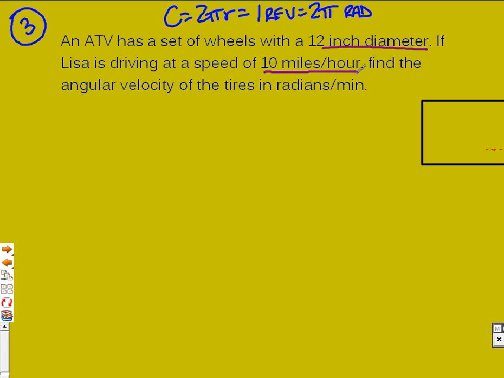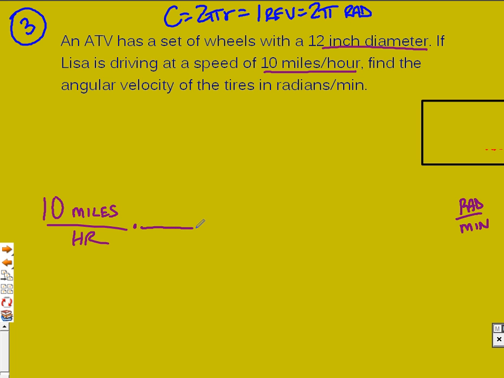So what is it that we know to begin with? That's what we always start with. What we know is the fact that she is going 10 miles per hour. Now the issue here is this is just backwards from what we did in the last problem. We need to eventually get to radians per minute for our unit. So I need to change miles into radians in some way, shape, or form.